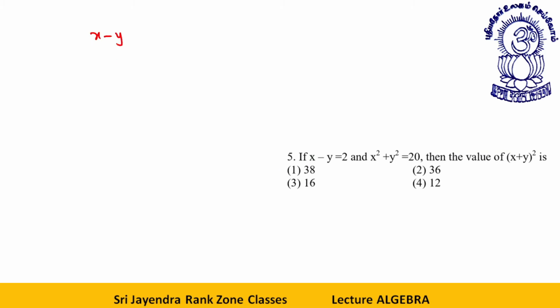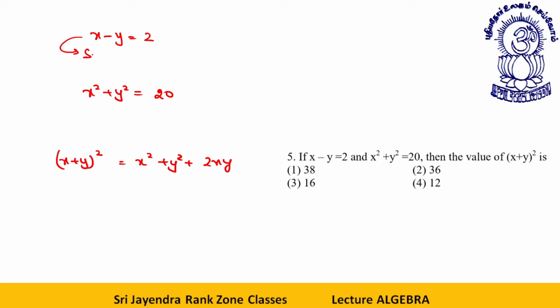Now in the next question, we have x minus y is equal to 2 and x square plus y square is equal to 20. This is given to you. Then you need to find the value of x plus y whole square. x plus y whole square is x square plus y square plus 2xy. Now if I square the given equation, what do I get? I get x square plus y square minus 2xy is equal to 4.